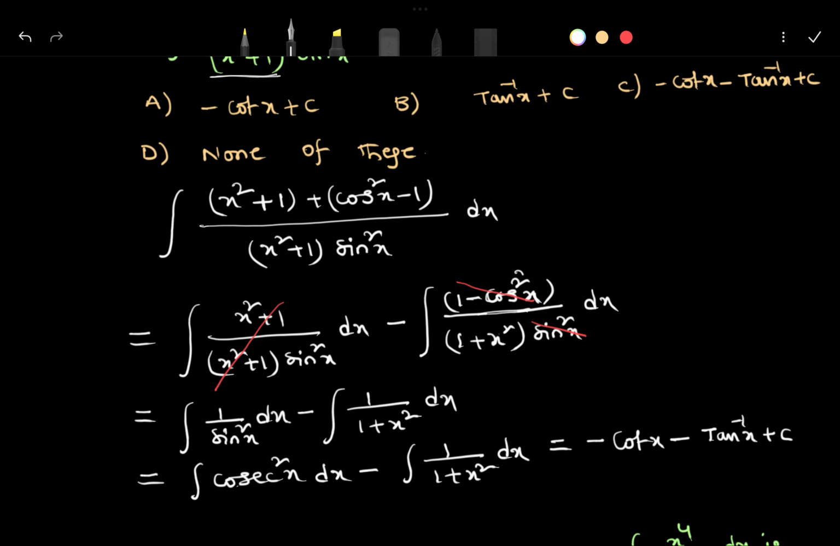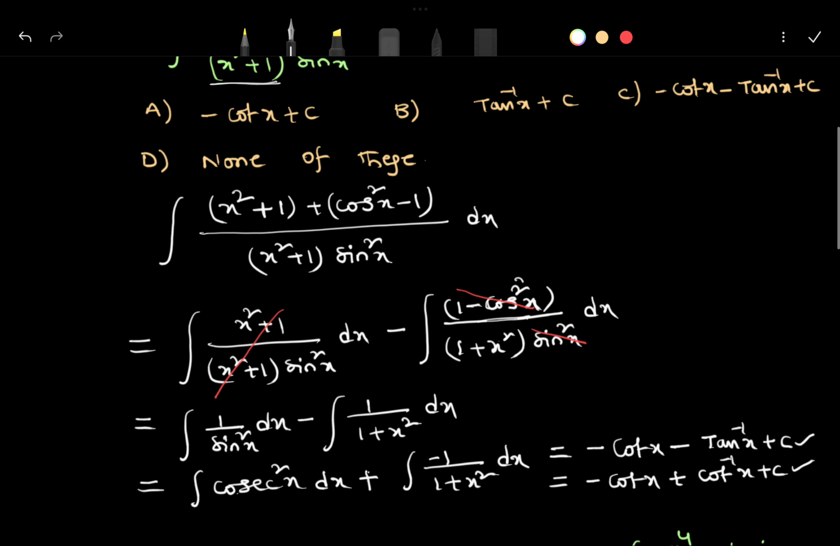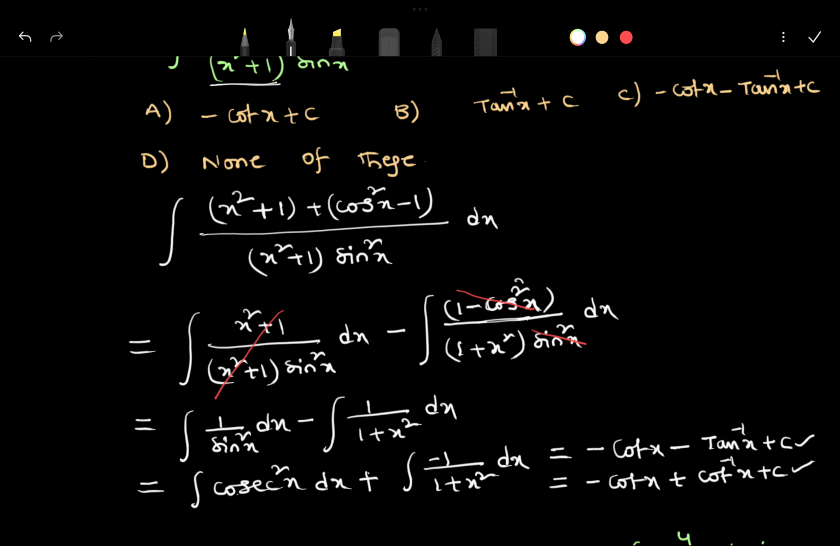Now, another way you can write it: here is a plus and here is a minus. This minus you can write as a plus into minus. So another way you can write it: minus cot x, and the integration of minus 1 by (1 plus x square) is cot inverse of x, so plus cot inverse of x. Your answer will be either this one or this one. Now see the options. We have minus cot x minus tan inverse of x plus c given, so the right option is C. I hope everyone is clear on this problem.